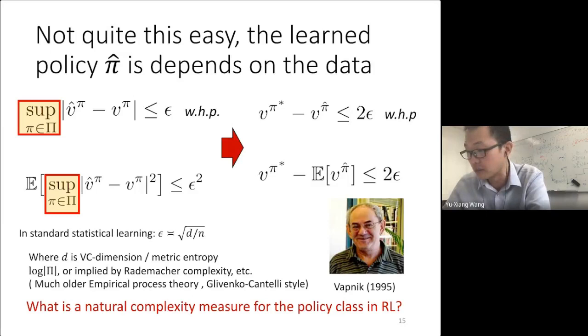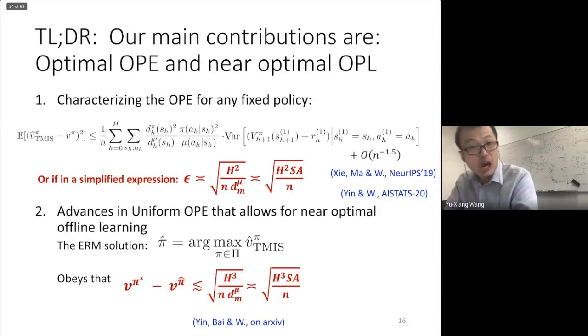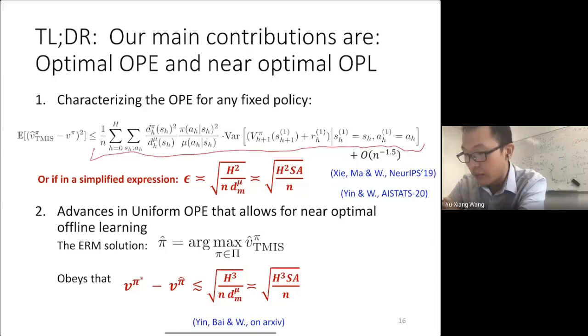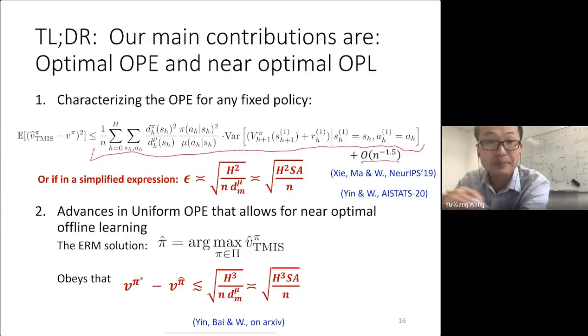In a nutshell, our main contribution in this work is two things. First, we characterize the error of OPE for any fixed given policy, described by this complicated expression. I assure you that this expression matches the Cramer-Rao lower bound up to an additional low order term. So this says we have the per-instance optimal pointwise offline policy evaluation bound for every fixed pi, mu pair, and every fixed Markov decision process. If we simplify this a little bit, parameterized by all the assumptions made and directly by the time horizon, we get this quantity: square root of H squared over the number of trajectories and over this d_m.